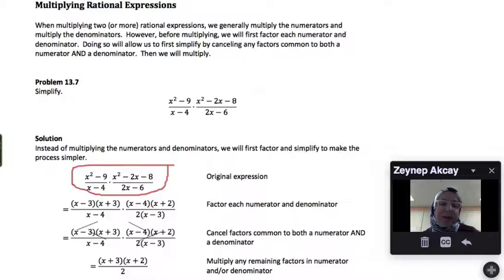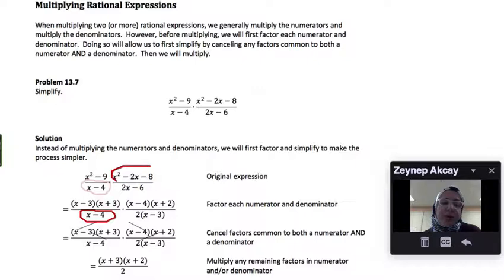So x squared minus 9 is the difference of squares. So the square roots are x and 3. So we factor it as x minus 3 times x plus 3. The first denominator is x minus 4. There is no greatest common factor, and this is not a difference of squares or difference of cubes. So we just leave it like this. This is prime. It can't be factored further.